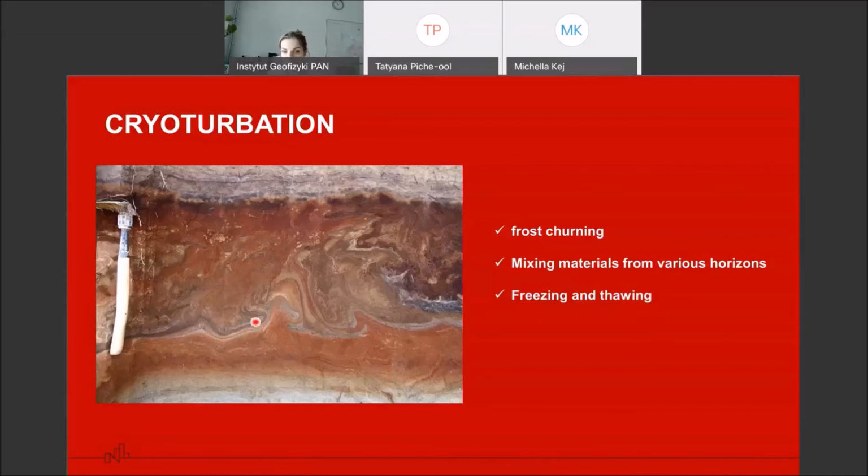These are the effects of perturbation that I mentioned. It's very common, this mixing of materials from various horizons. So as you can see, it's really, really difficult to tell the difference between horizons and to identify them. And this happened due to freezing and thawing, continuous freezing and thawing. So these horizons became like this, disturbed.